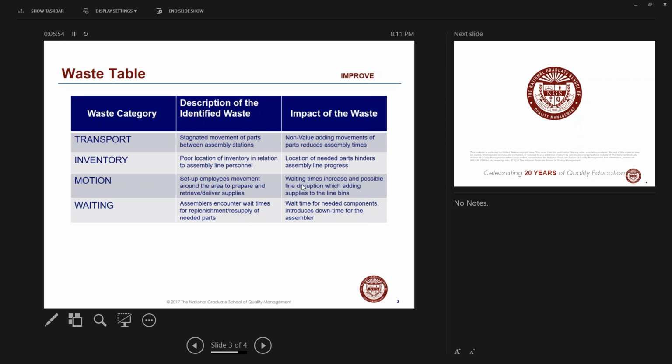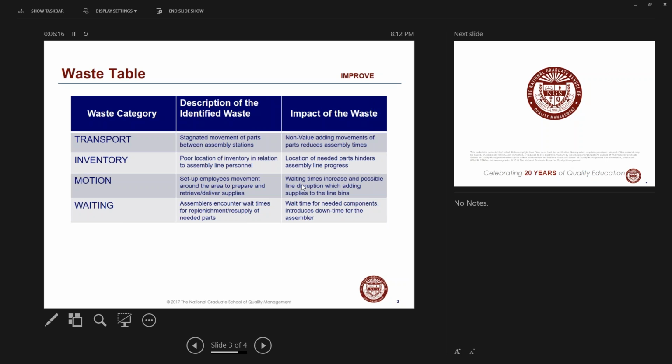The second one is inventory. We've found that there's a poor location of certain items in the inventory in relation to the personnel in the assembly line. And the impact of that waste is the location of needed parts hinders the assembly line process, or the rest of the assembly line.